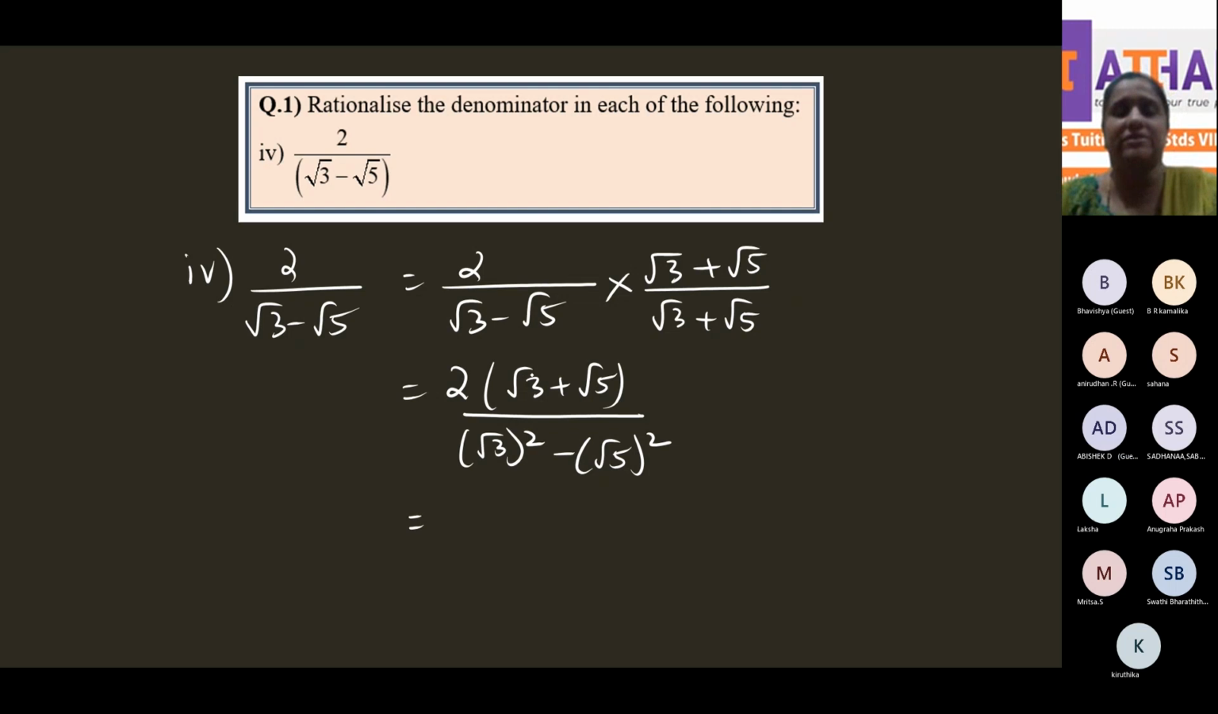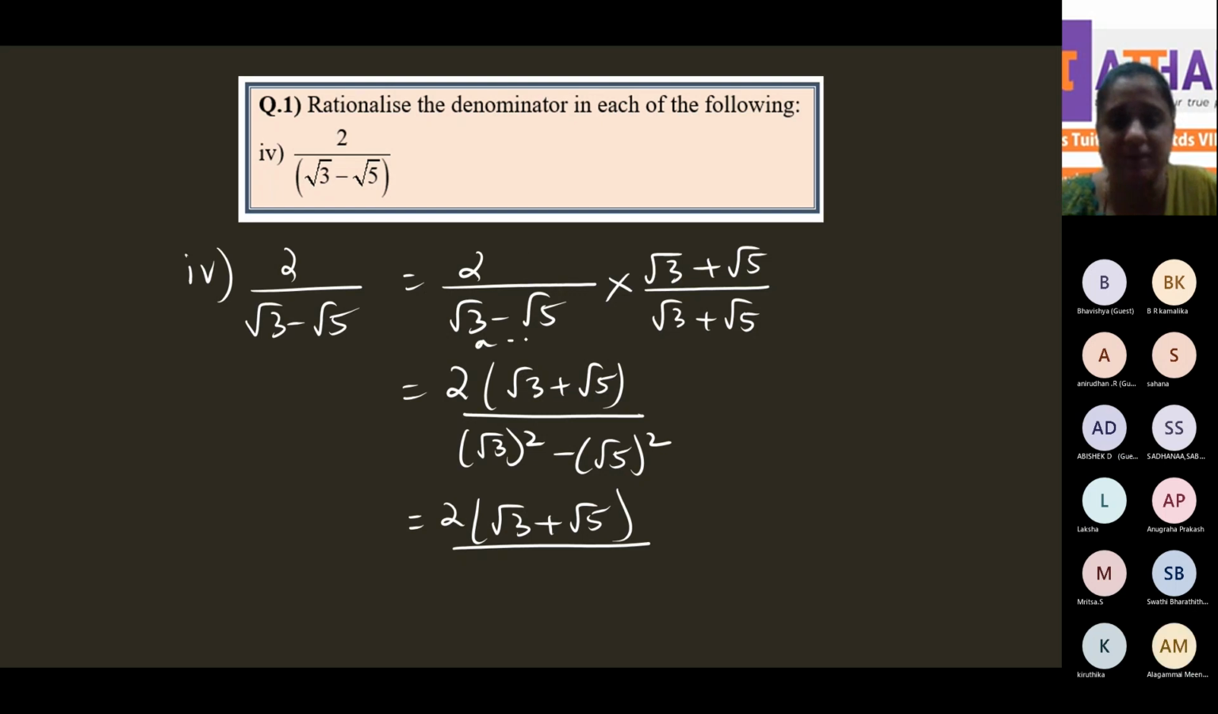Now you should not multiply this, okay? Write the numerator as it is. Simplify the denominator. See, it was a minus b into a plus b, and we have written it as a square minus b square. Again, you should not write it as a plus b into a minus b. A minus b into a plus b is a square minus b square. Now simplify this. What is root 3 square? Root 3 the whole square.